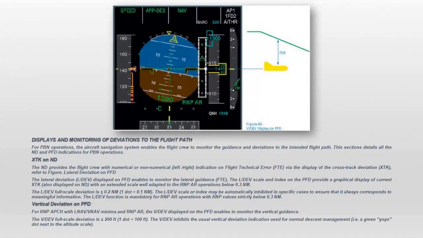Vertical deviation on PFD. For RNP approach with LNAV, VNAV minima and RNP-AR, the vertical deviation displayed on the PFD enables to monitor the vertical guidance. The vertical deviation full-scale deviation is plus minus 200 feet, 1 dot equals 100 feet. The vertical deviation inhibits the usual vertical deviation indication used for normal descent management, that is a green arrow dot next to the altitude scale.